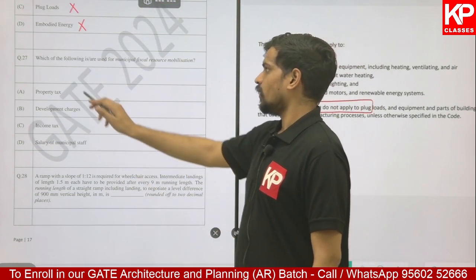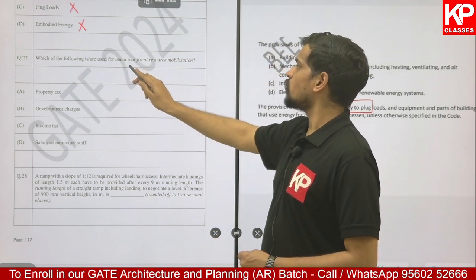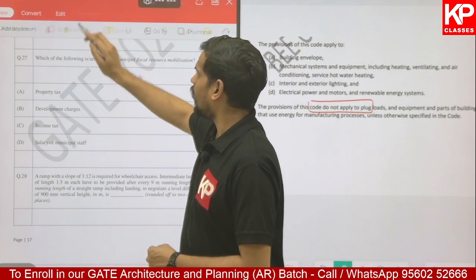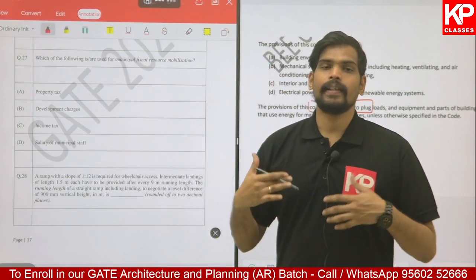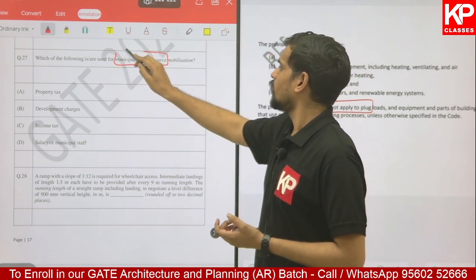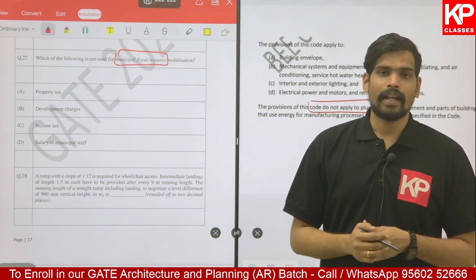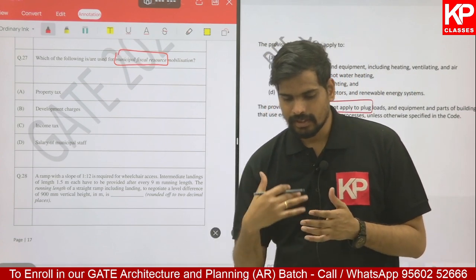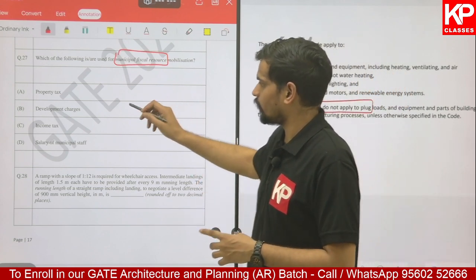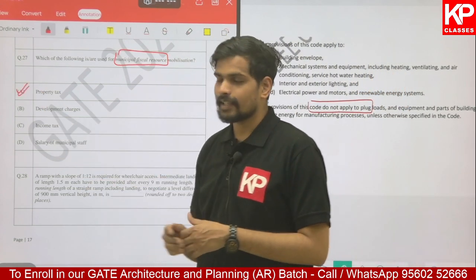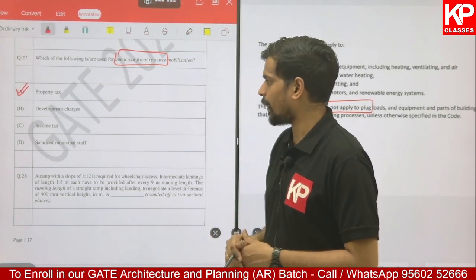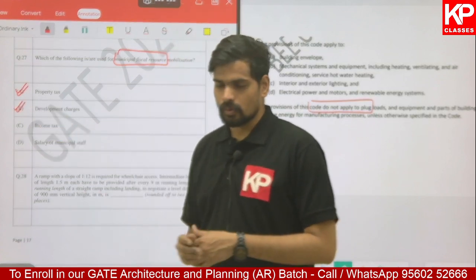The next question, question number 27. Which of the following is used for municipal fiscal revenue mobilization? Very simple question. How does the urban local body get money for its day-to-day activities? What are the sources for municipal fiscal resource mobilization? Fiscal resource mobilization is basically sources of money which are used at a municipality level. So from the given options, property tax obviously is collected by the ULB, that comes under fiscal resource mobilization of the municipality.